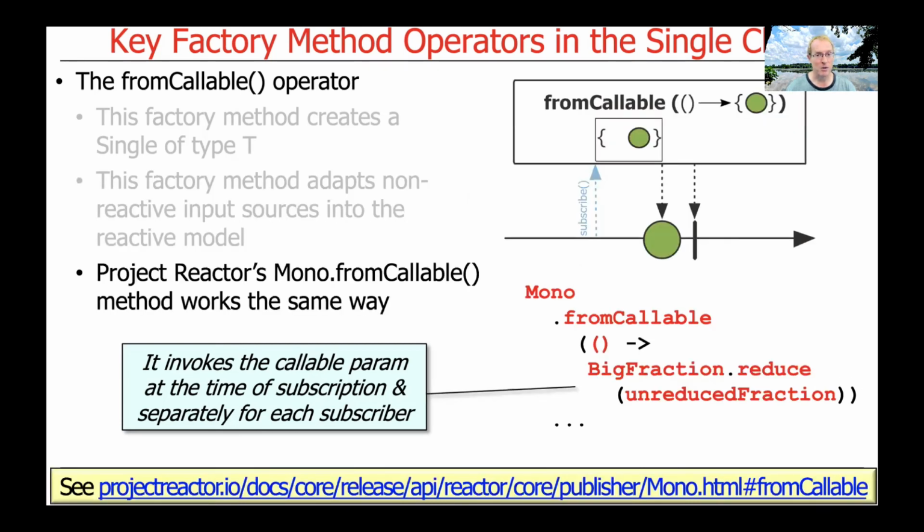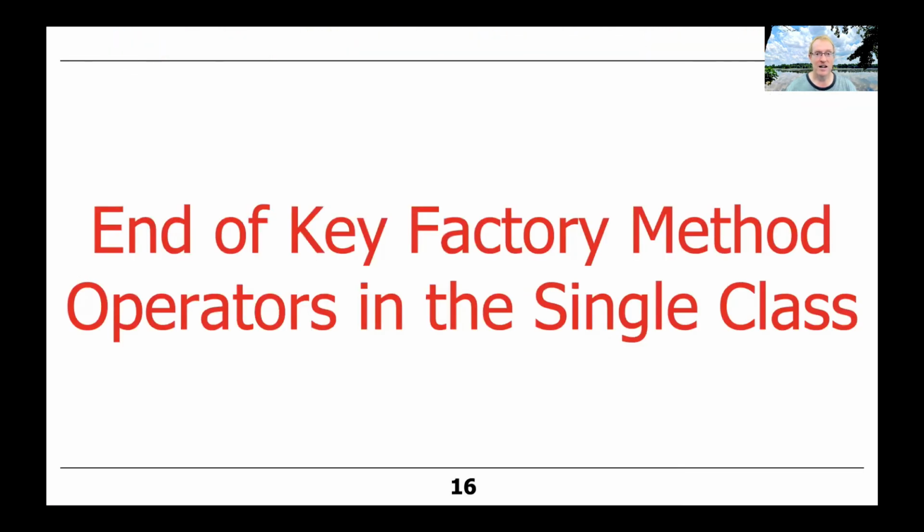Project Reactor has a fromCallable method on its Mono class that works essentially the same way. It does a lazy evaluation at runtime based on the Callable that's passed in, which is invoked in the appropriate context. So that's the end of our overview of key factory method operators in the Single class. We'll talk about other things as we go further on that complement these particular methods.